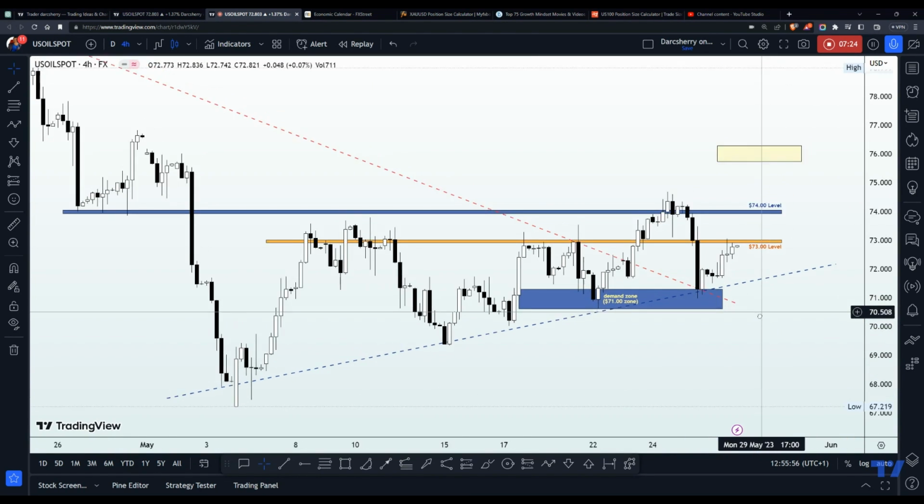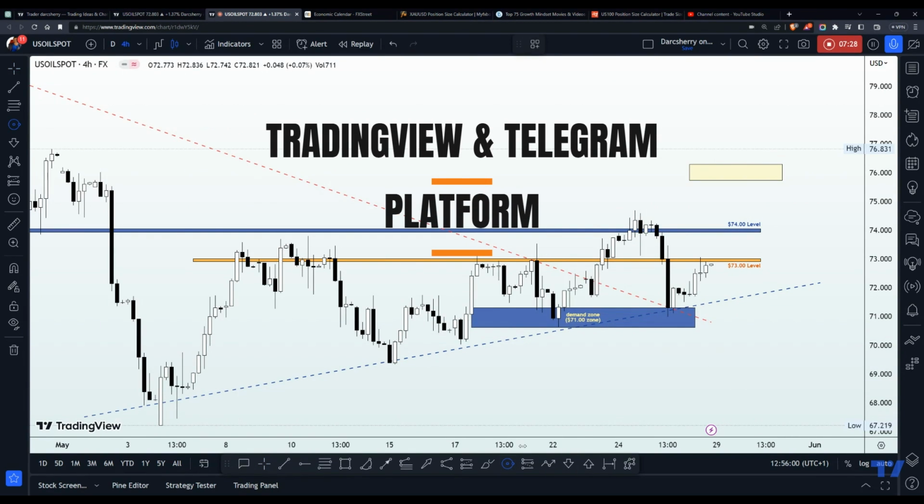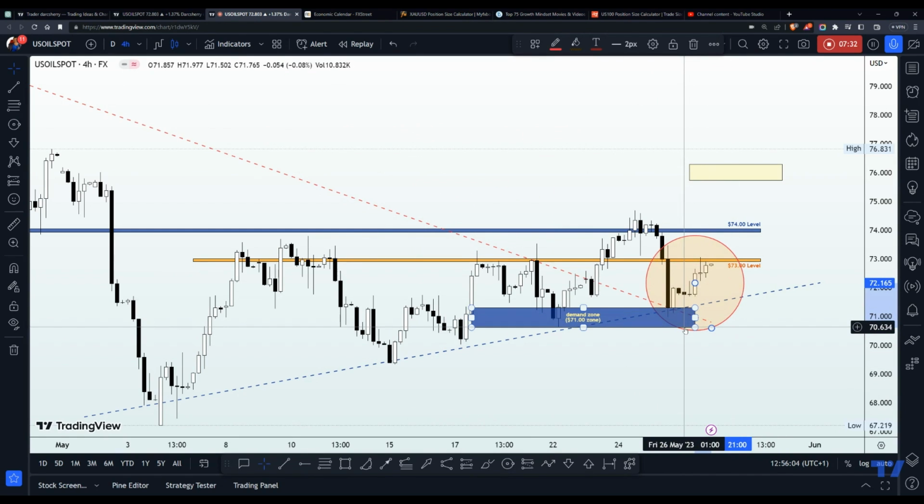And trust me, I will be with you in the comment section on Monday morning after monitoring how participants in this market will be reacting to this current structure.